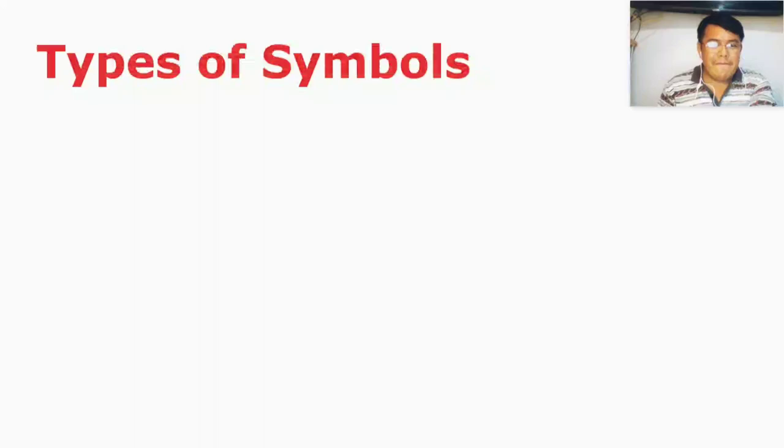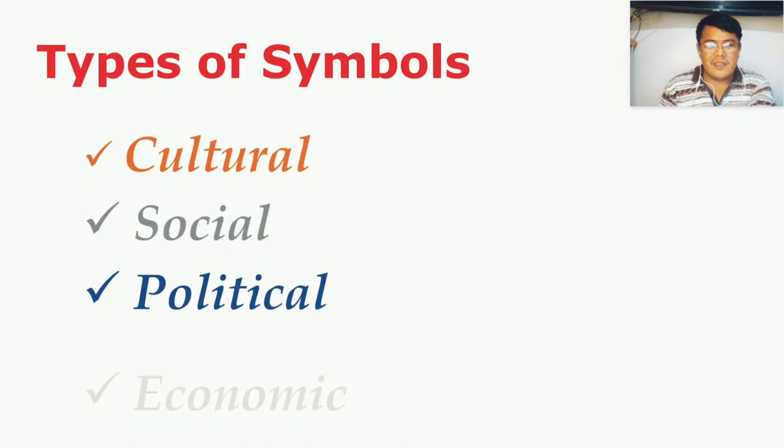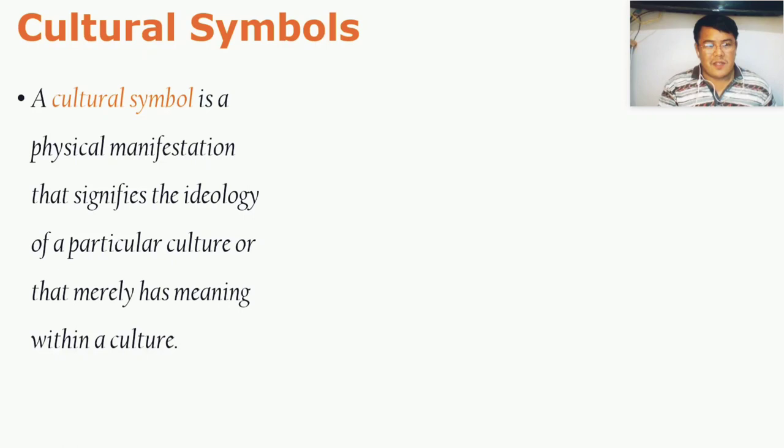Types of symbols. Cultural, social, political, economic. Siyempre, umuulit lang tayo. Cultural symbols. A cultural symbol is a physical manifestation that signifies the ideology of a particular culture or that merely has meaning within a culture. So, mga ideology. Alam na natin yan, culture, no? Okay, let's see some examples.